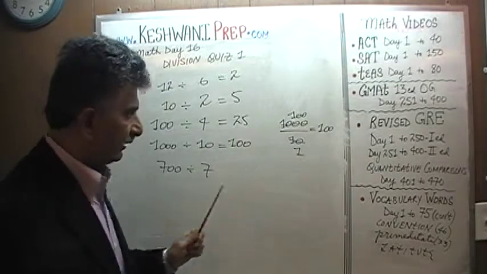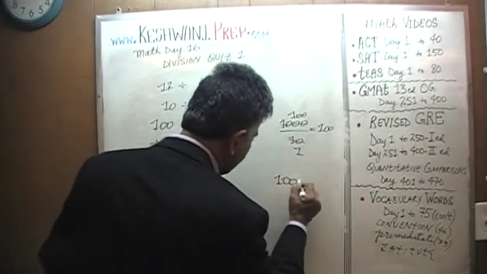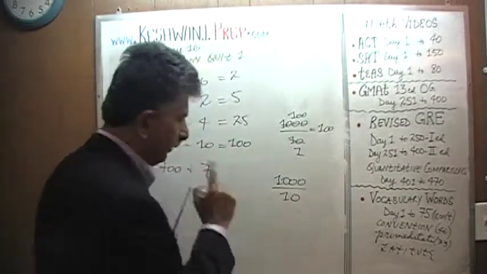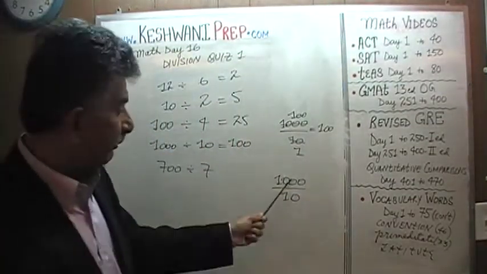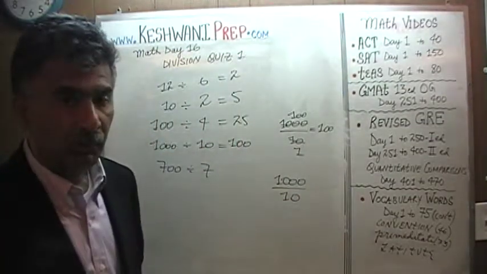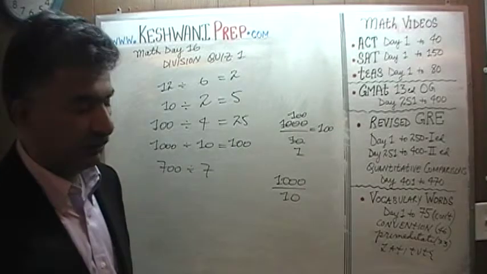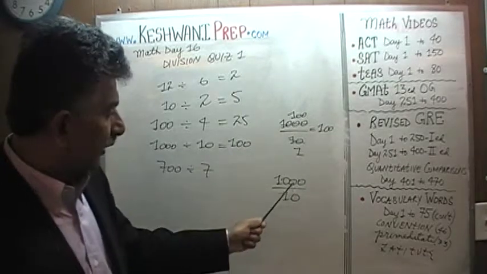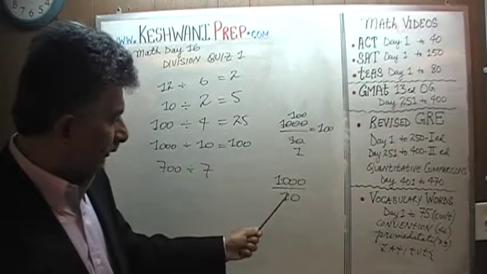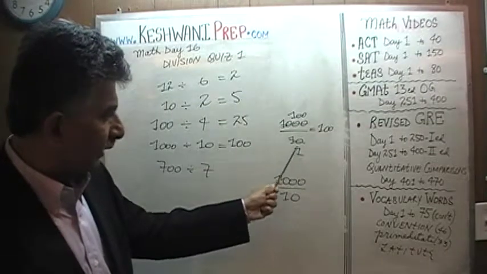A quicker way to show the same exact thing is this way right here. 1000 divided by 10, if you have to divide one number by another number, where they both happen to end in a 0, if there is a 0 attached at the end in both of them, if you divide top and bottom by 10, 10 divided by 10 is 1.